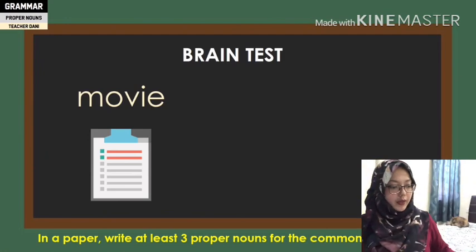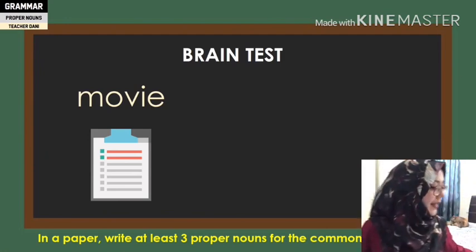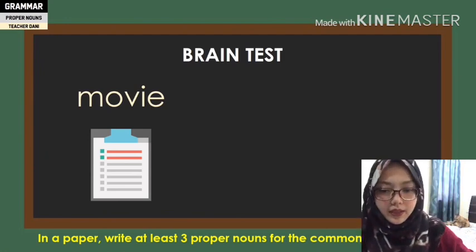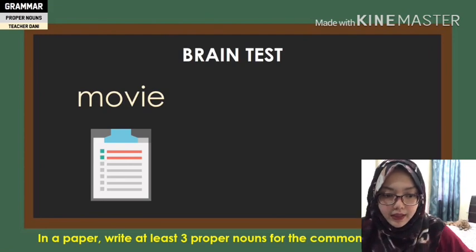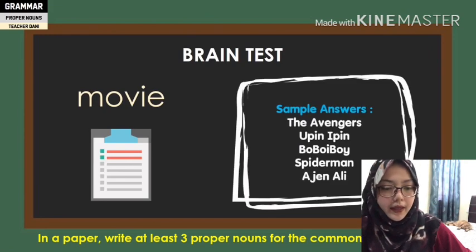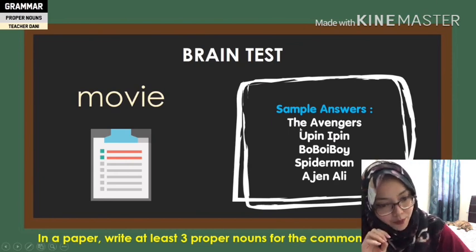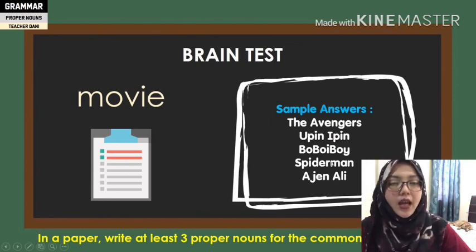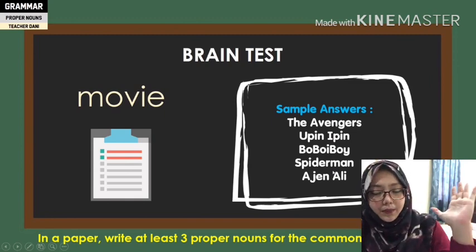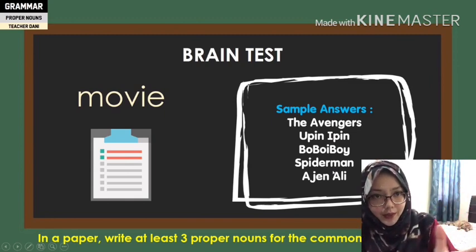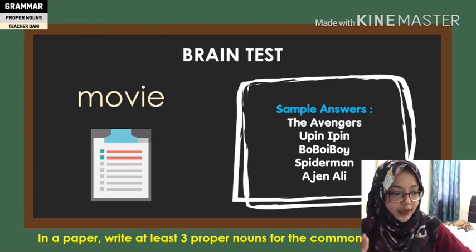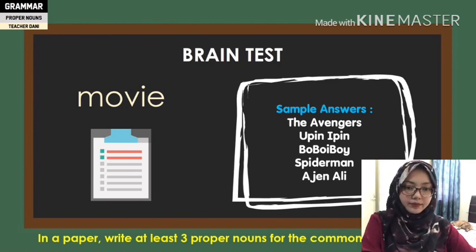Let's look at the examples here with our answers. Do we have the same thing? Yeah, apparently we have the same thing over here. We have The Avengers, Upin Ipin, Bobo Boy, Spider-Man, Agent Ellie, and many more examples for movie as a proper noun.